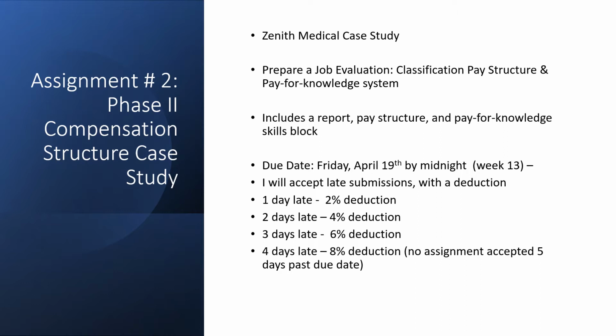In your assignment, you should be including 4 items: a report, the pay structure, a pay for knowledge skills block, and the Excel spreadsheet that you used to calculate the benchmark amounts for your pay range that is to be included in your classification pay structure.